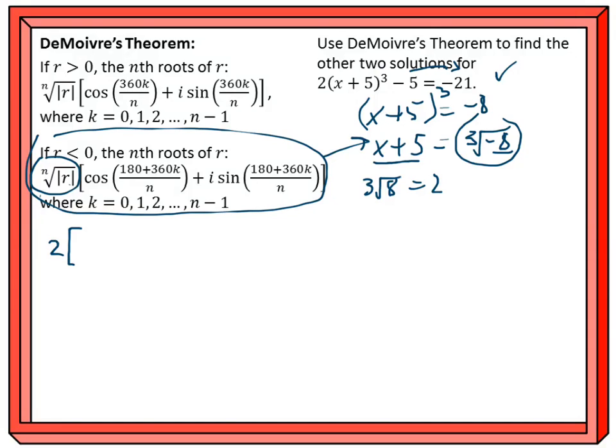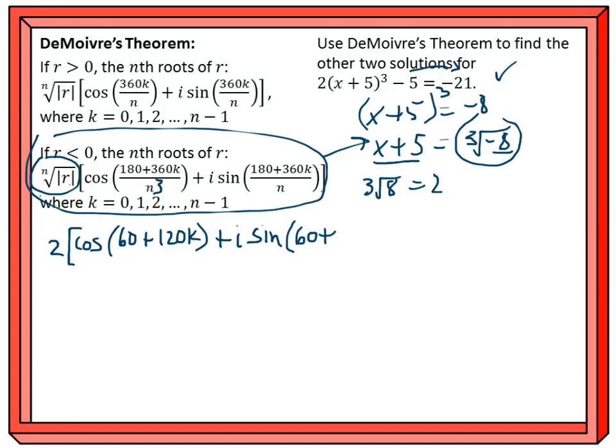Now I'm going to simplify what's inside the brackets here with the sine and the cosine, the imaginary part here. So I'll have cosine of, and remember our n value is 3 for each of these. So I can simplify the angle measurement in the parentheses by just dividing everything by 3. So 180 divided by 3 is 60, plus 360 divided by 3 is 120k. So there's the real part of it, plus i times the sine of that same angle.